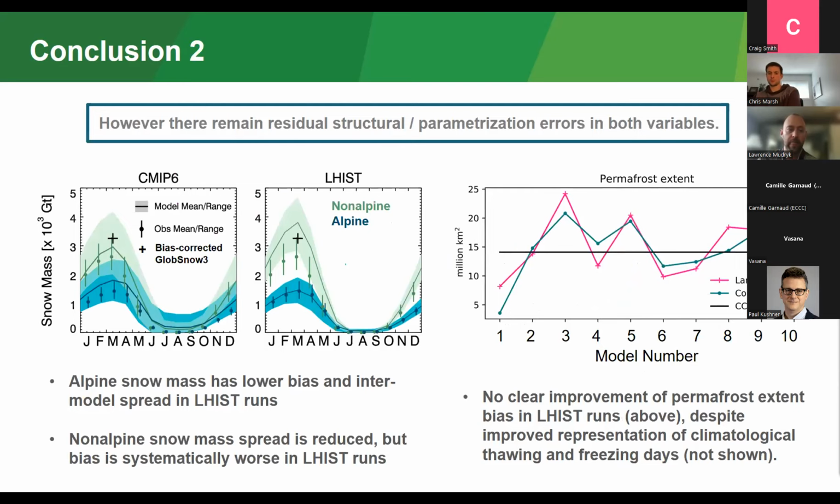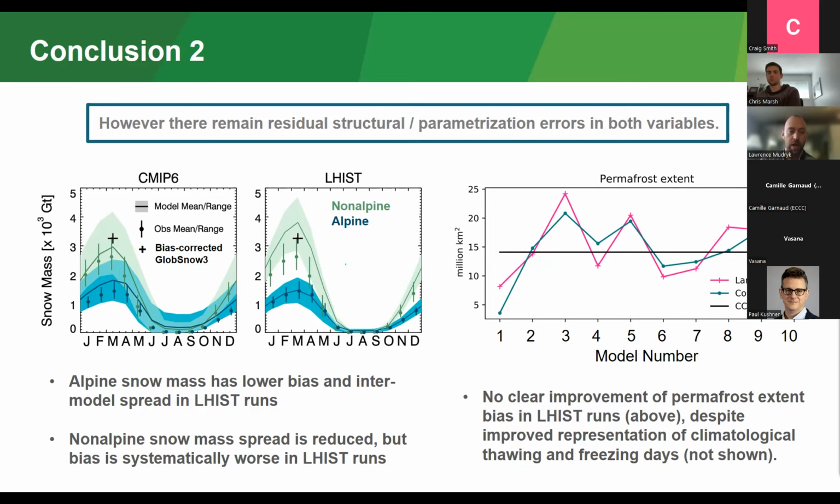So despite that point that we see better representation of trends and historical variability for both variables, there's still residual structural or parameterization errors in both variables. So this is my other big take-home message. In the case of permafrost, again shown on the right, there's no clear improvement in the LandHist runs relative to the coupled runs now for climatological permafrost extent. And this is despite an improvement that I'm not showing explicitly in the representation of the number of climatological thawing and freezing days. So essentially what's forcing the permafrost extent, you would expect, has been improved, but the actual permafrost extent itself is not improved in the LandHist simulations.